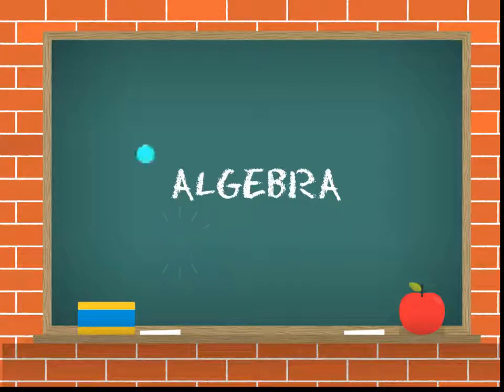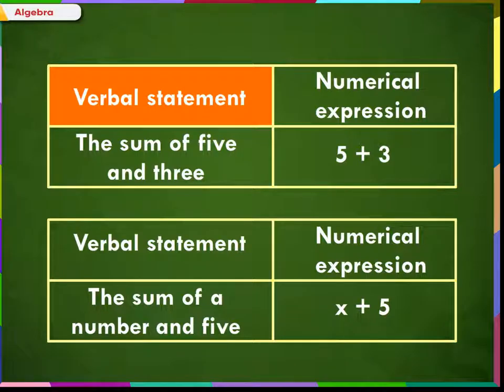Theme 3, Algebra. In our previous lesson, we have studied about algebra and how a verbal statement is transformed into an algebraic expression. How do we write the verbal statement, the sum of 5 and 3? We write it as 5 plus 3. This is a numerical expression.